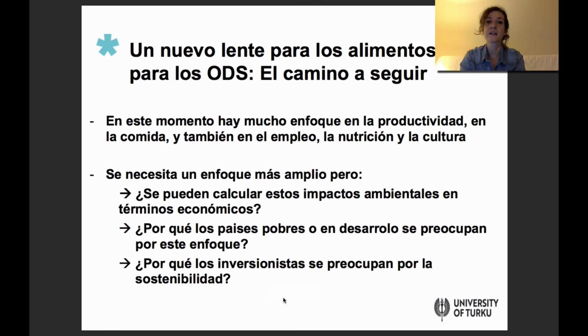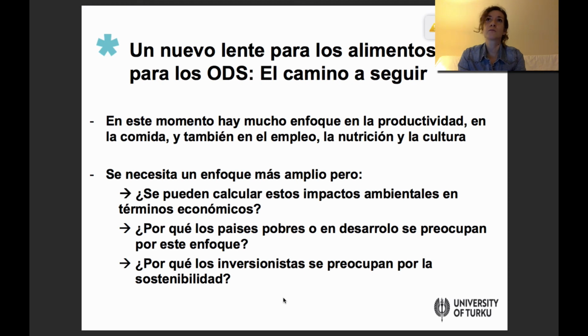So it's necessary to develop a new lens for food and for SDGs. We have to look at the way ahead of us with this new lens. So far there has been a lot of focus on productivity. Productivity means how to produce, for example, more food on the same plot of land, without increasing the extent of that land, but just producing more food on the same patch of land. The focus has been very much there so far. But food is not only productivity. Food is also jobs, nutrition and culture. So we have to take into account all these aspects, and for this we need a more comprehensive approach.